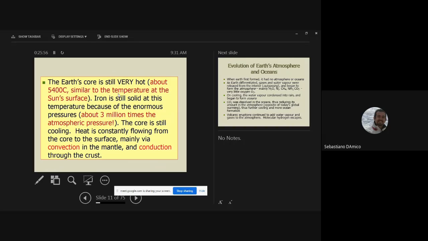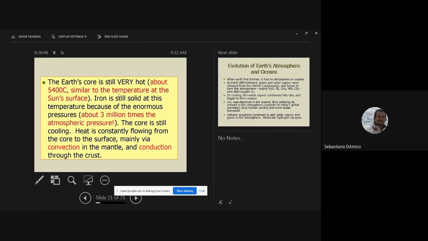So if we want to have a look at some numbers and compare in terms of pressure and temperature, because there are two physical concepts that we explored quite a while during this class. If we look at the Earth's core, we can literally say that it's very hot, right? It's above 5,000 degrees Celsius. And even though iron in general melts around 2,000-something degrees Celsius, it's still solid at this temperature because of the enormous pressure.